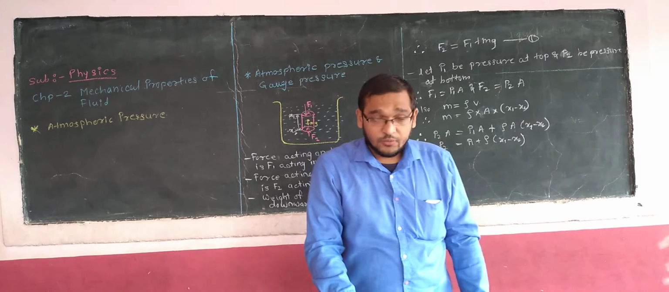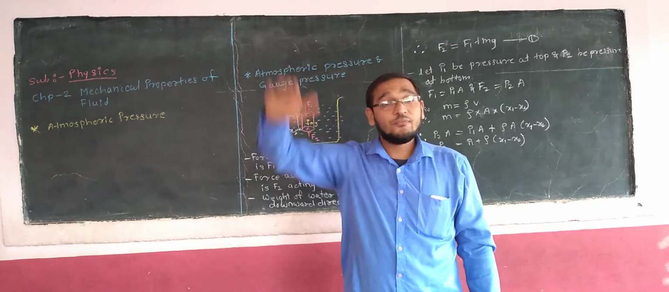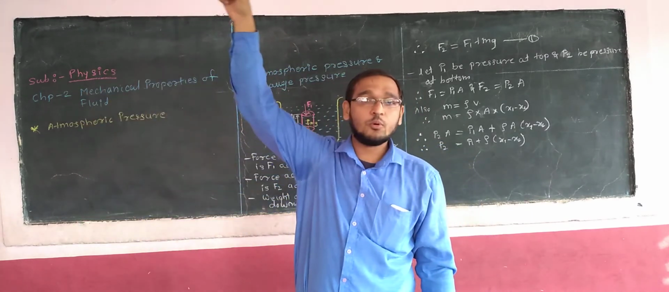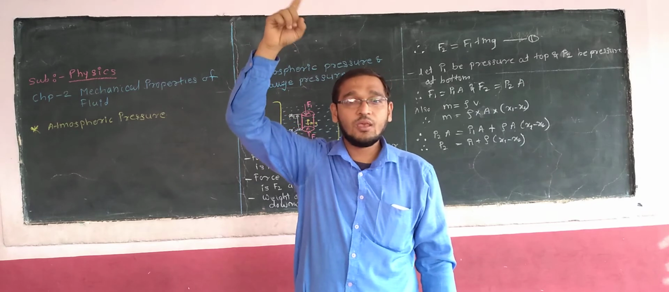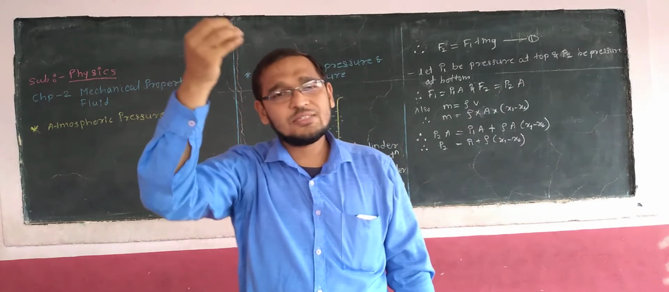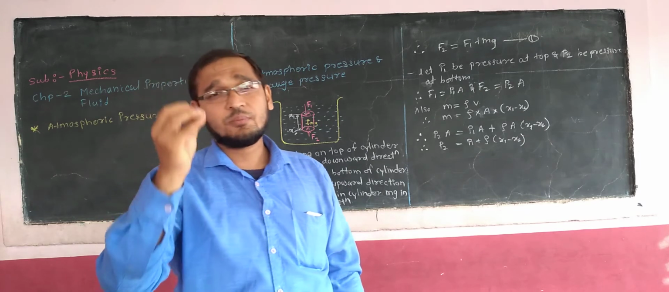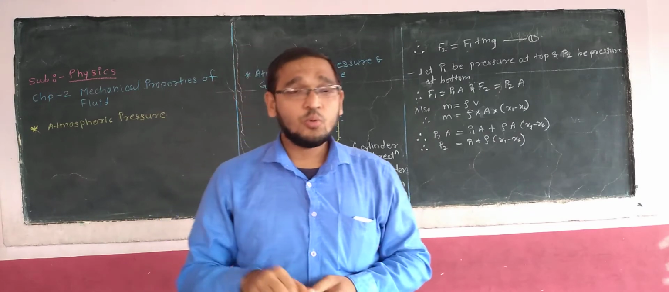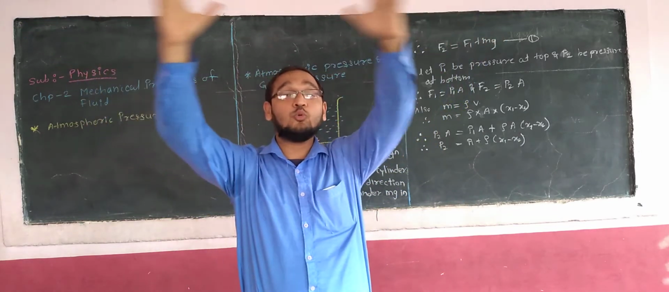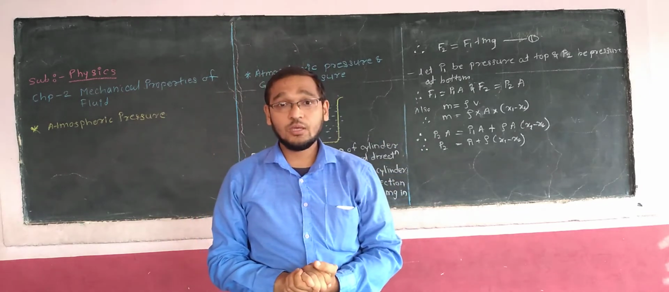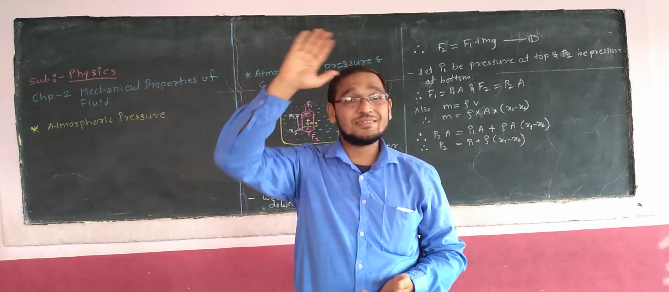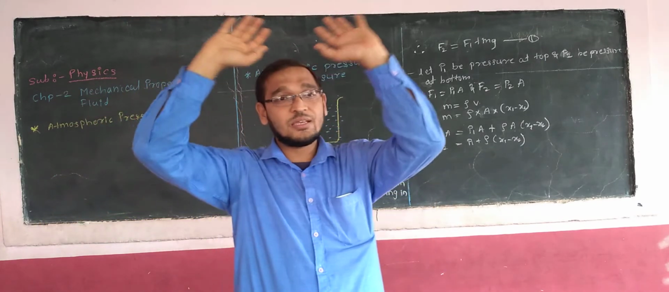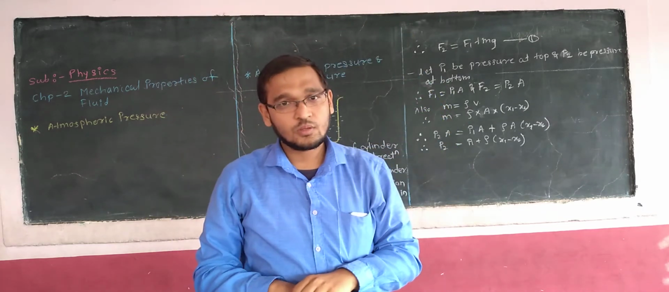Now, if you go above a height of 8 kilometers from the sea level, the density is very negligible, and hence the atmospheric pressure is very small compared to the other gas pressure. So we say that there is a vacuum. What is vacuum? If the atmospheric pressure is less than the gas pressure, then we say that there is a vacuum. Got it?